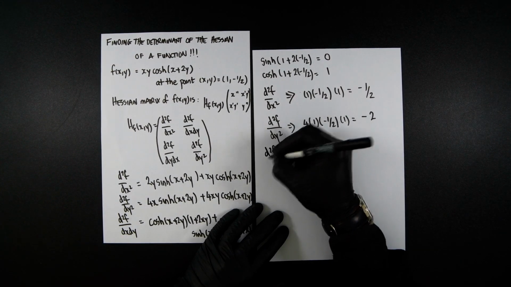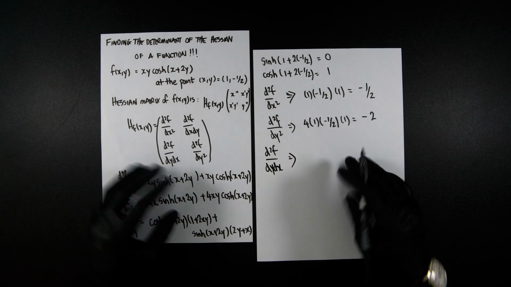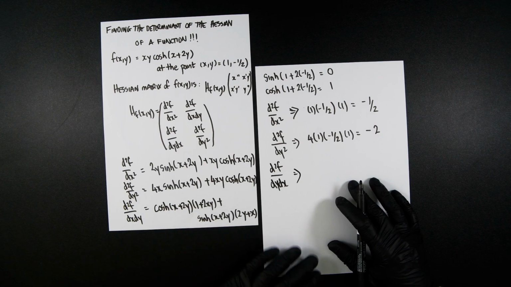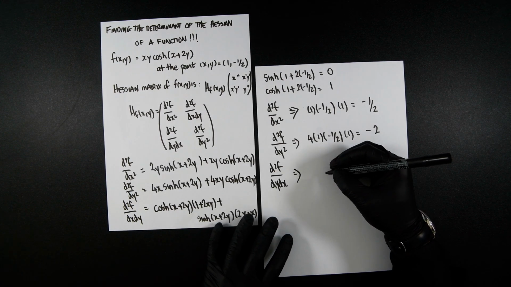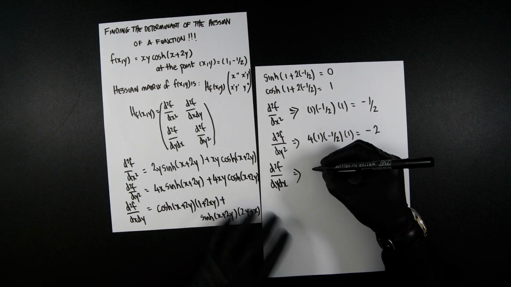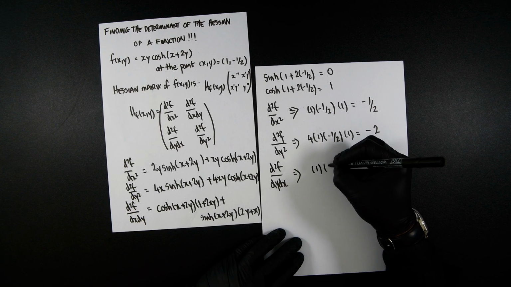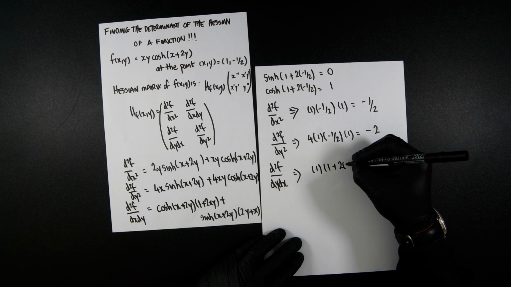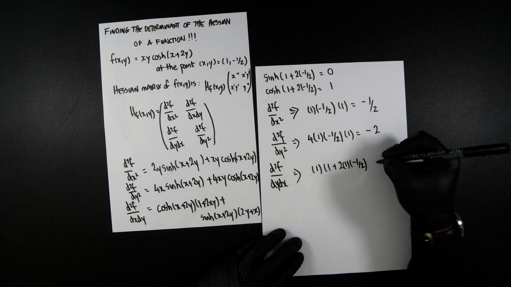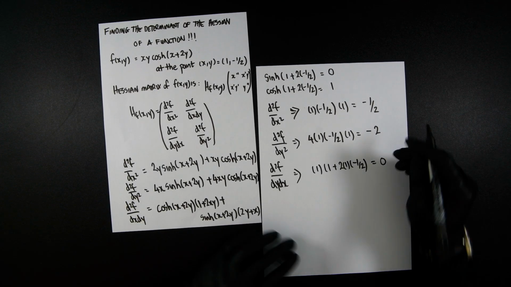And then let's now do d squared f over dy dx. Once we plug in all the values here, obviously our sinh disappears because it's all 0. Cosh of x plus 2y is 1, and then we'll have 1 plus 2, and then x is 1 and y is minus a half. And this, once simplified, equals 0.